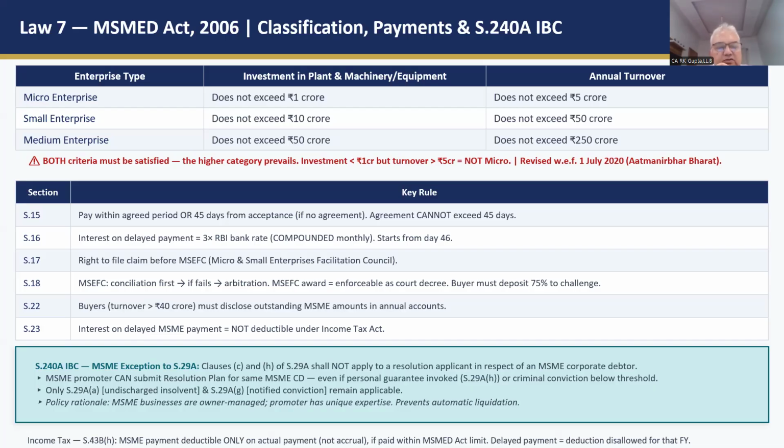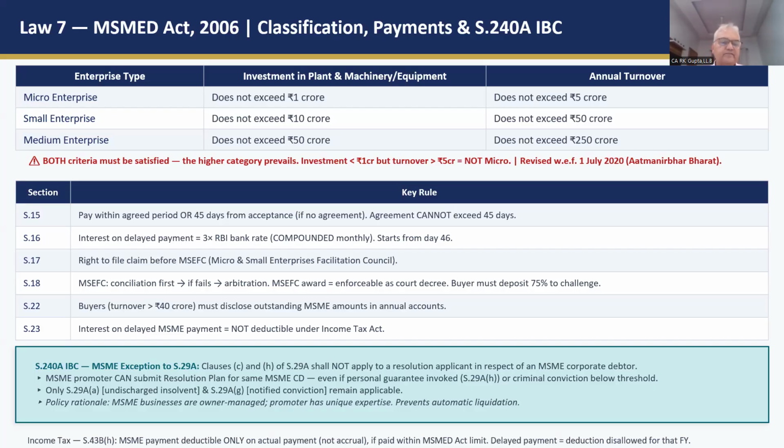Section 16 talks of interest on delayed payment. If there is a delay beyond the period of 45 days, then interest at the rate of 3 times the bank rate, which is compounded monthly, is payable, and this interest starts from day 46. Section 17 talks of the right to file claim before the Micro and Small Enterprises Facilitation Council, because these facilities of interest payment are available only to micro and small enterprises and not medium enterprises.